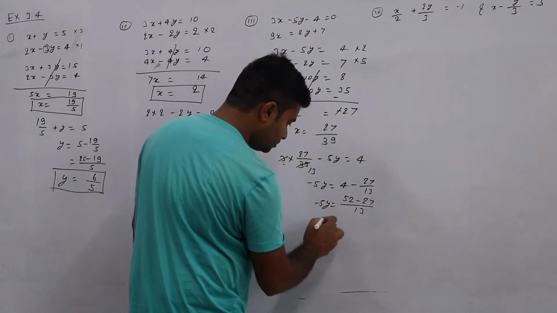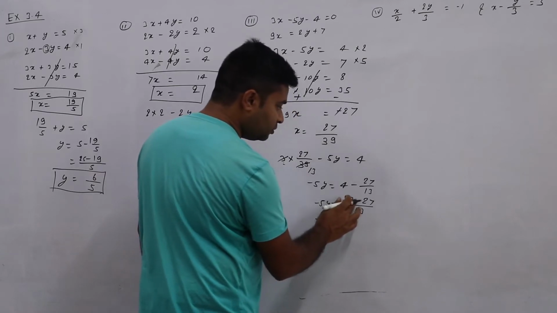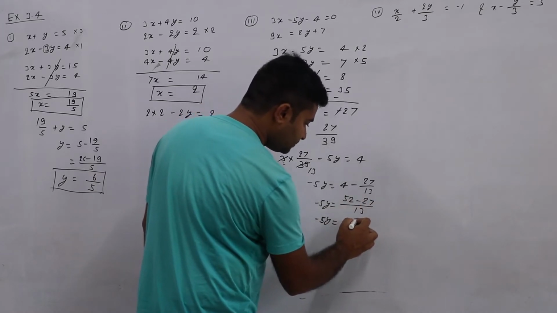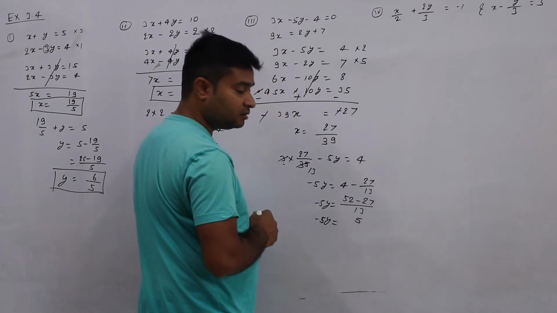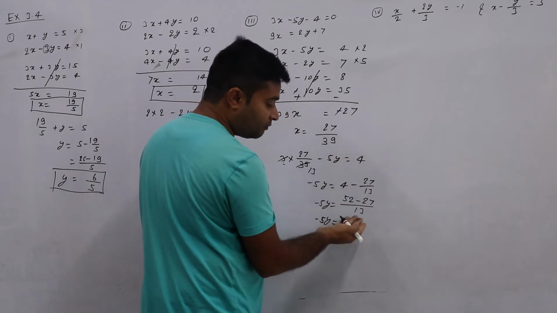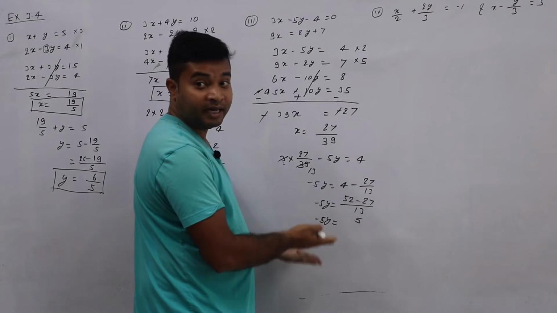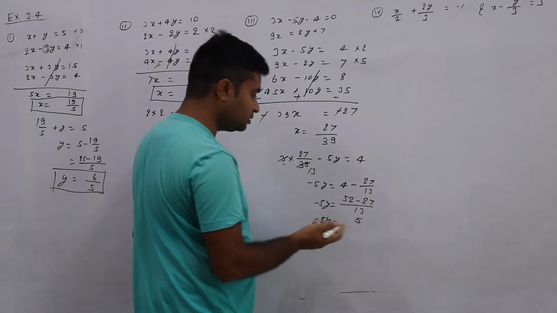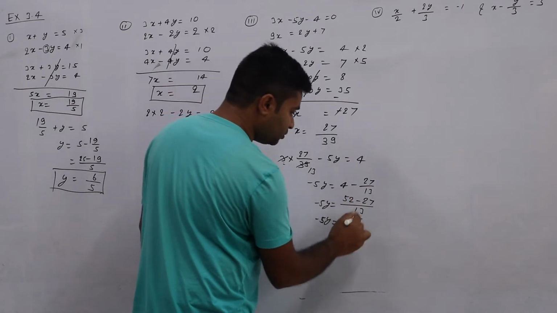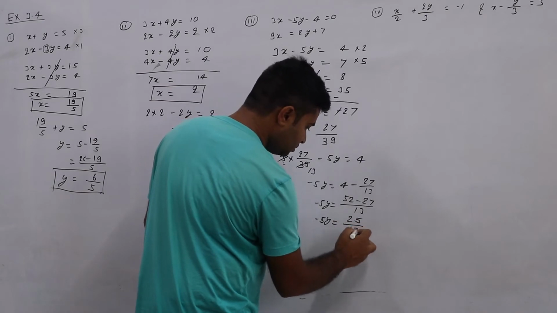So now minus 5y is equal to 12 minus 7, how much? 12 minus 7. After writing also somebody says something. What kind of people are you? 4 minus 2 is 2.